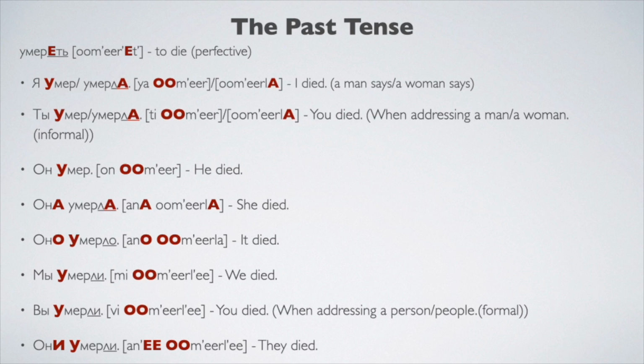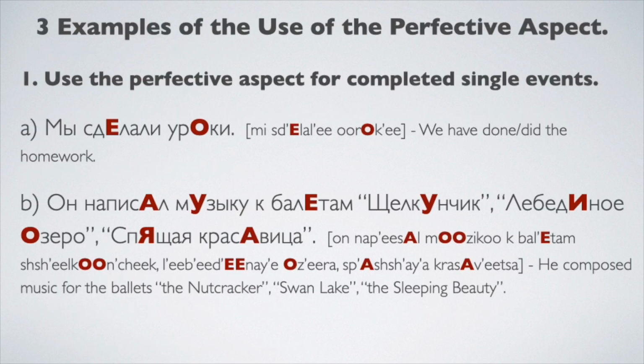Unfortunately, the exception to the rule exists. But usually verbs follow the rule. You'll encounter more and more verbs like this in the future and become more and more experienced. Now a piece of advice is to use a dictionary to know for sure whether a verb is an exception or not. Let's have a look at 3 typical examples of the use of the perfective aspect in the past tense. Number 1. We use the perfective aspect for completed single events. For example, A. Мы сделали уроки. B. Он написал музыку к балетам «Щелкунчик», «Лебединое озеро», «Спящая красавица».